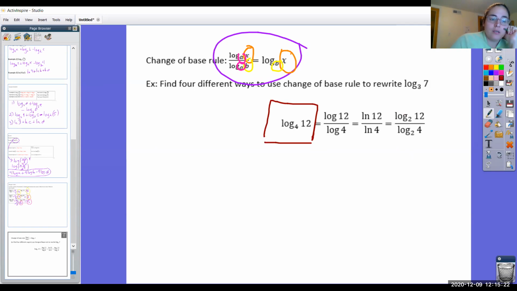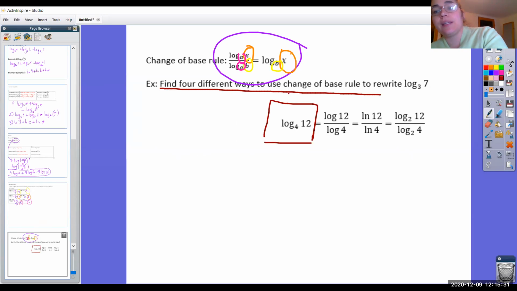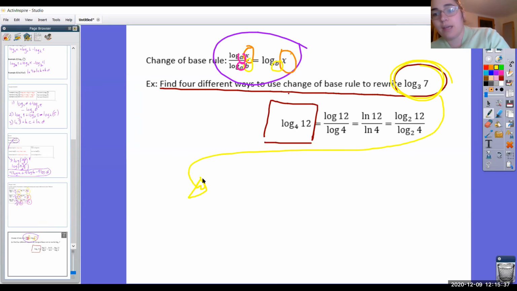Okay. So the last thing I want you to do today is find 4 different ways to use the change of base rule to rewrite log base 3 of 7. So I'll give you a minute to do that, or no, I won't. This is a video. Pause it and then resume it when you're ready.